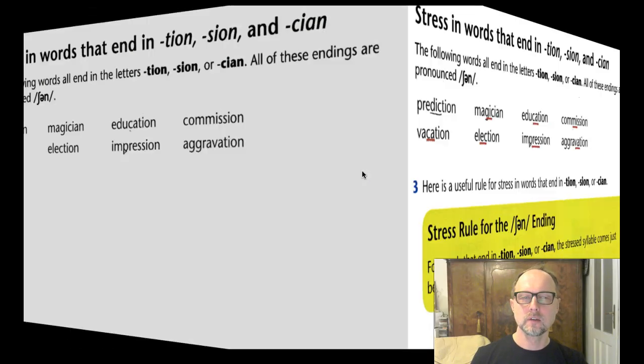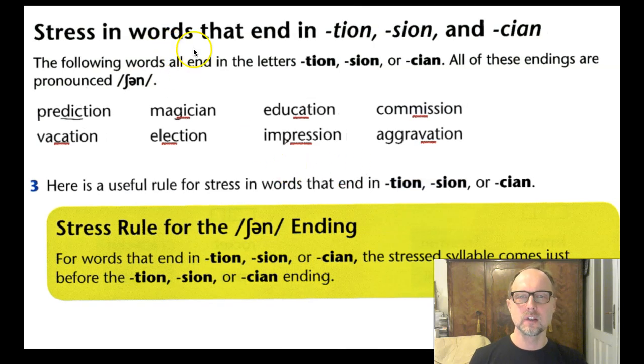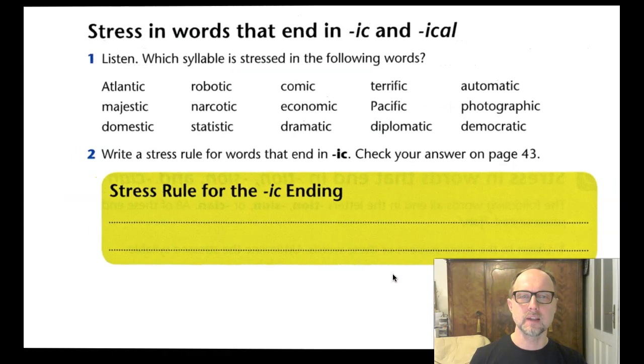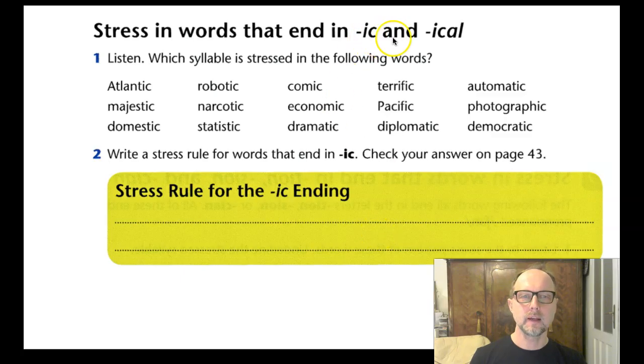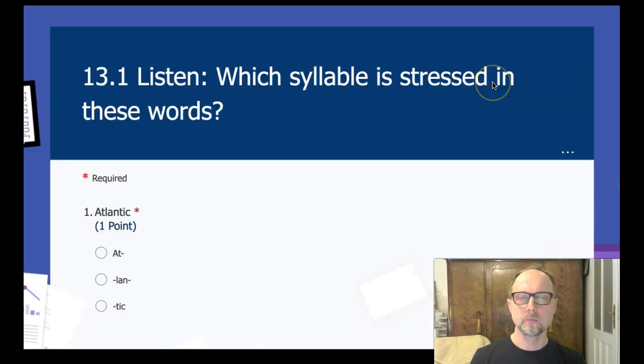And we learned the rule for words that end in shen with a T, S, or C, right? And the rule was that for words that end in shen, the stressed syllable comes just before the shen ending. So today we're gonna look at words that end in ik and ical. And for that, we're gonna do a listening task, and you're gonna guess what is the rule for words that end in ik and ical.